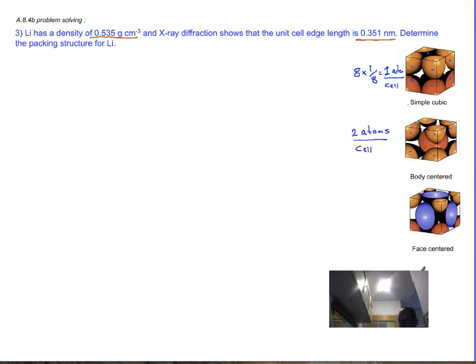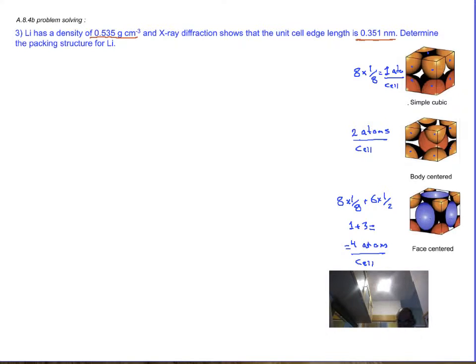And finally, face-centered has the most. You have the 8 corners, so that's 8 times 1/8, plus you have 6 faces. Each face is sharing half of an atom, so 6 times half. So you have 1 plus 3. You have 4 atoms per unit cell. And we are going to see how we are going to apply it into our calculations.